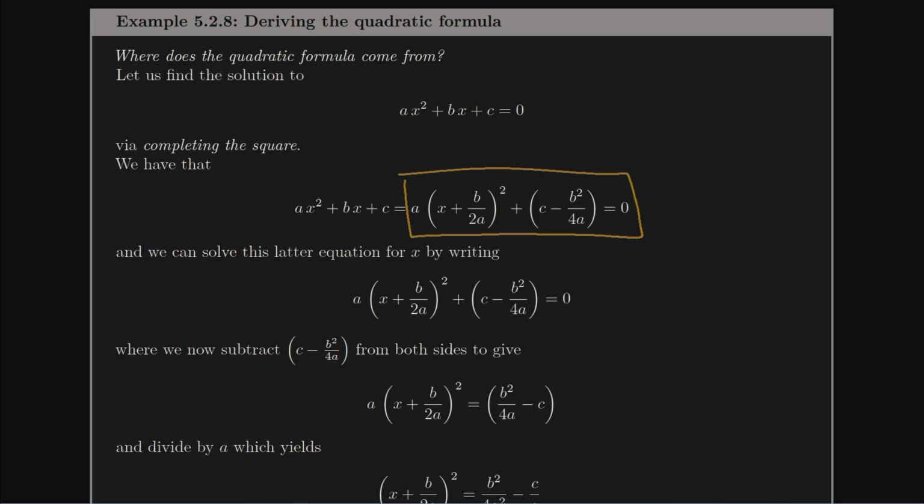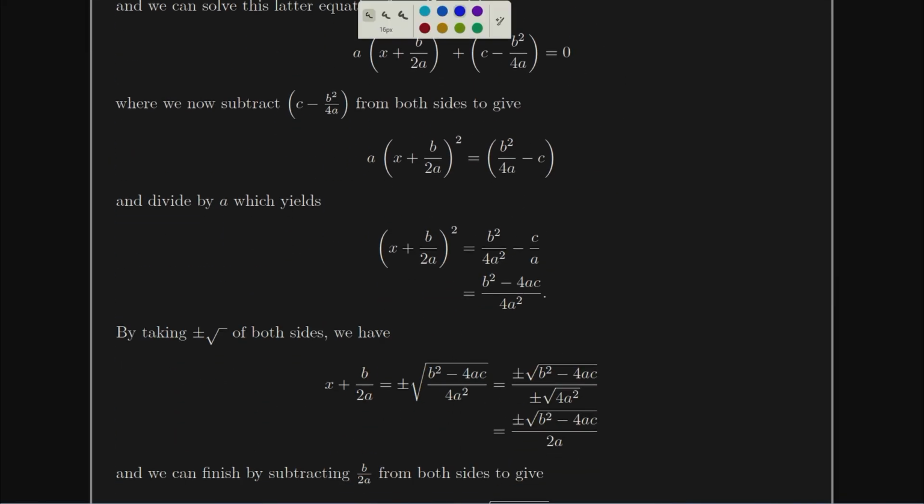Well, to solve for x, I've got to subtract, right, because I've got a plus here, so I'll subtract c minus b squared over 4a from both sides, or equivalently, I could add b squared over 4a minus c at both sides. That's what I've got here. And then I'm going to go ahead and divide both sides by a. That's going to give me b squared over 4a squared and a c over a, also known as b squared minus 4ac all over 4a squared.